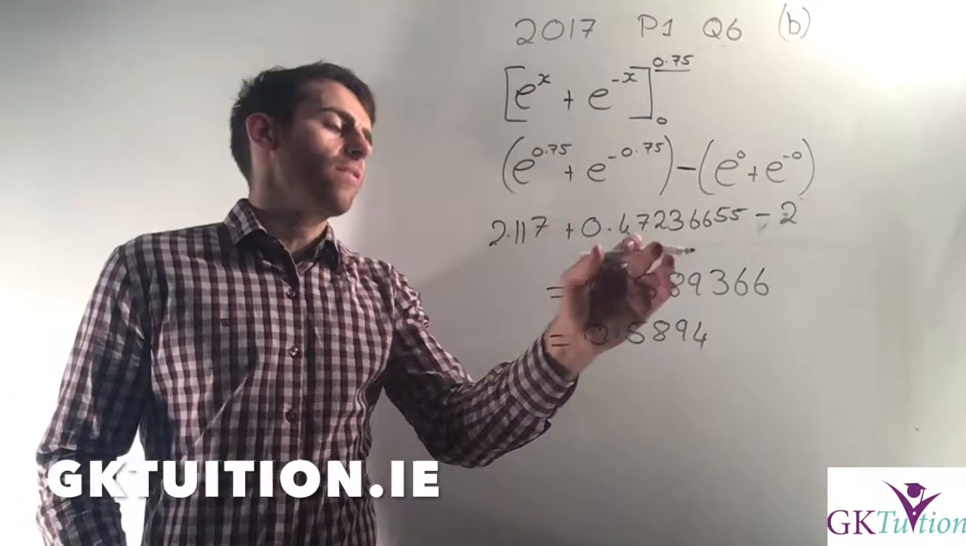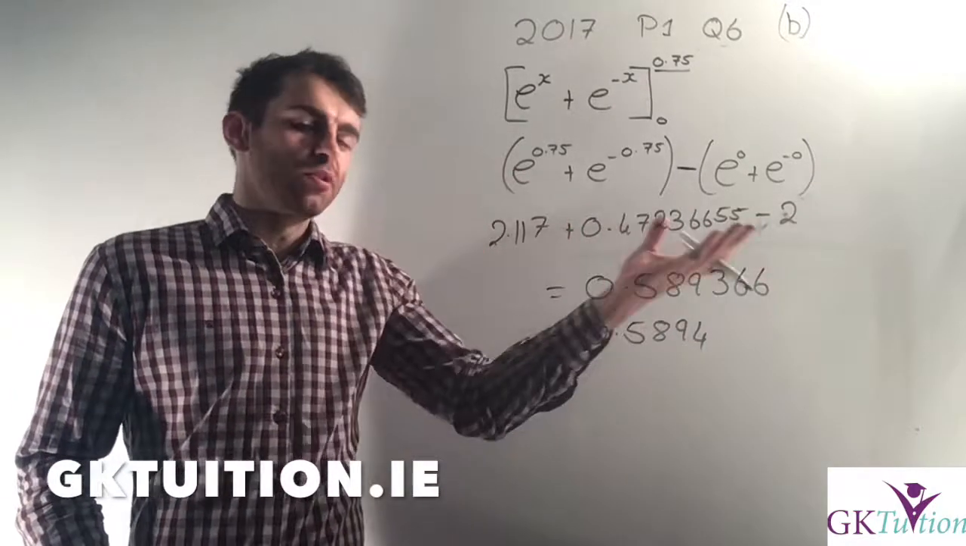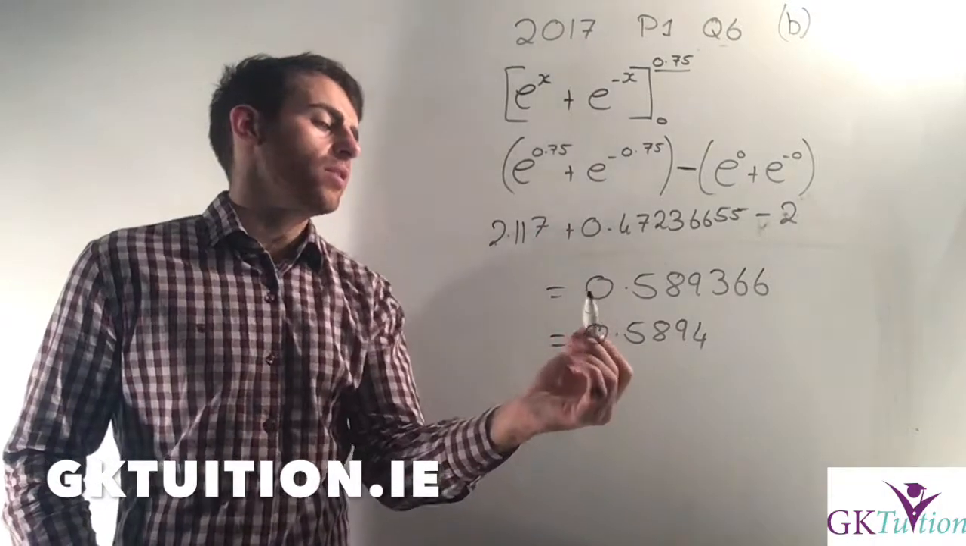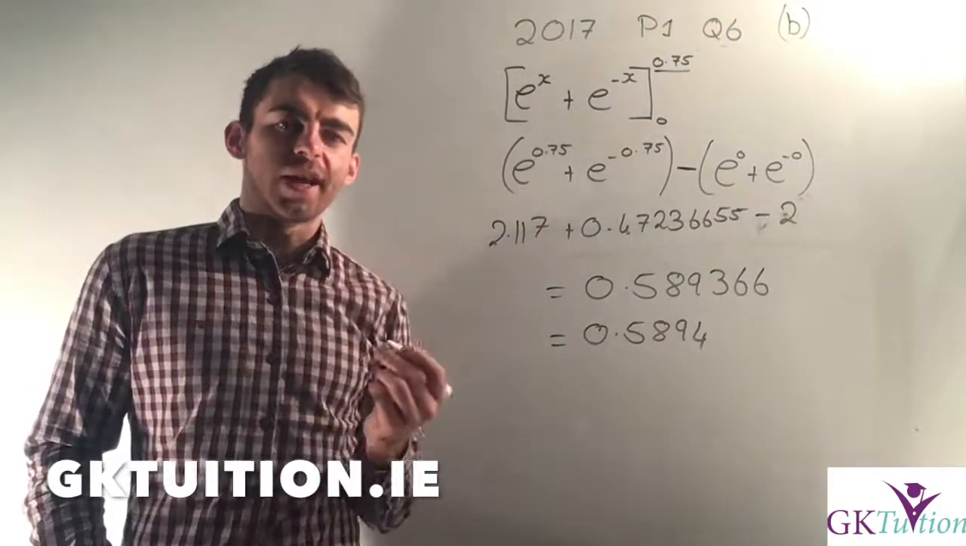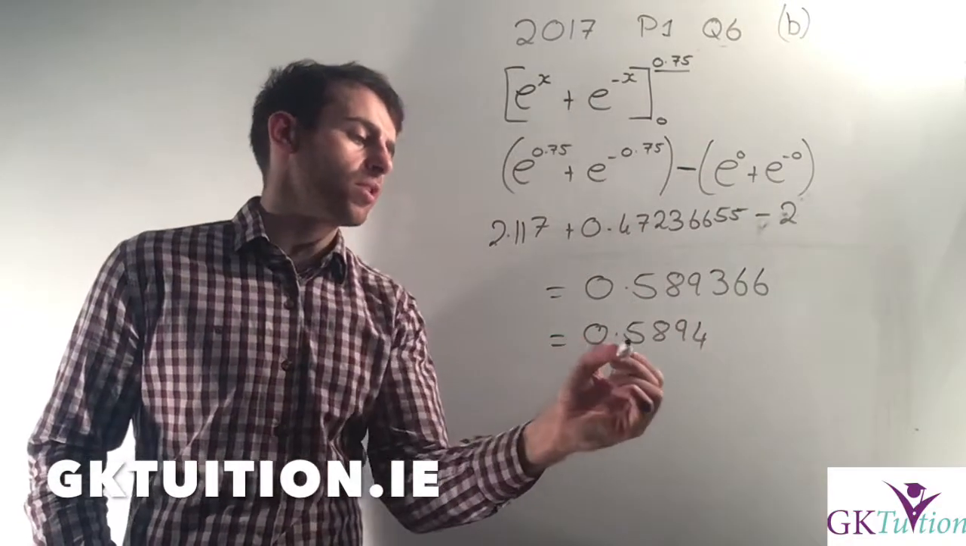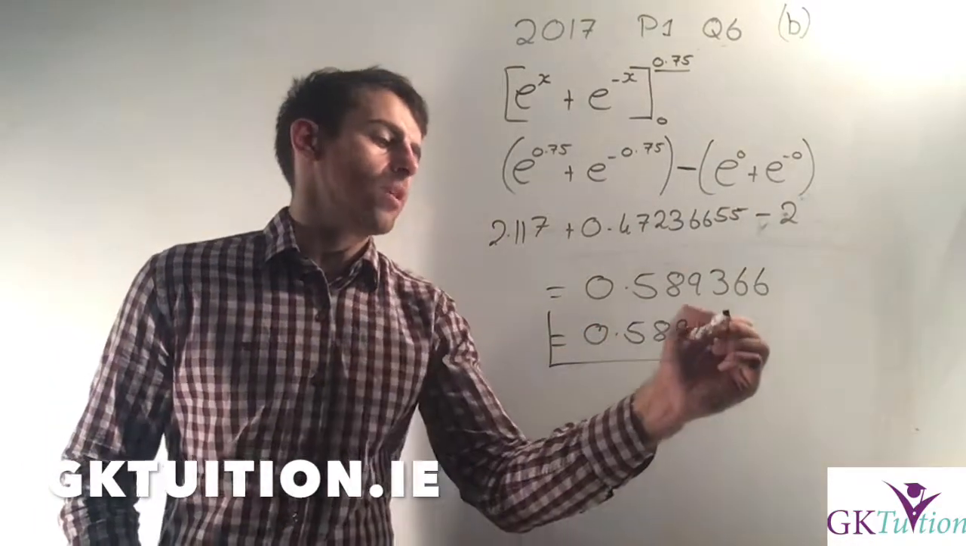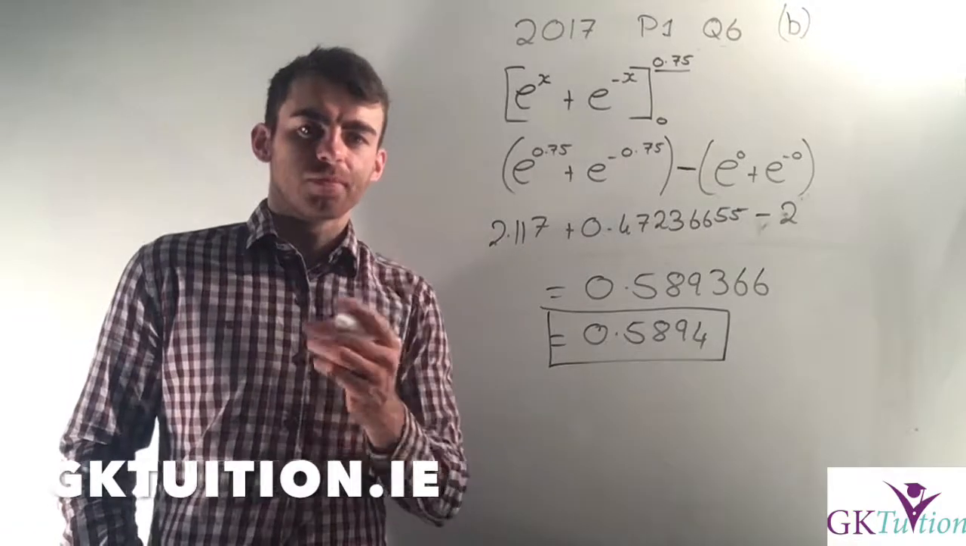I just plugged all of this into my calculator. I got each of my values here, and it's just calculator work from there. 0.589366, and it asked for 4 decimal places, so I have to round up to 0.5894. So that's my final answer in this case.